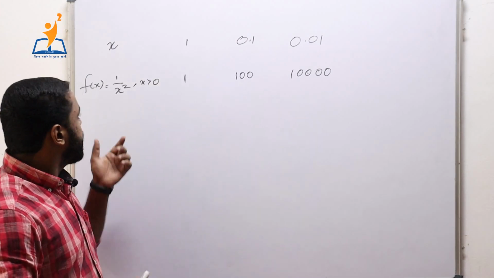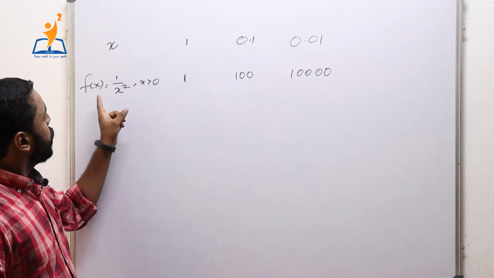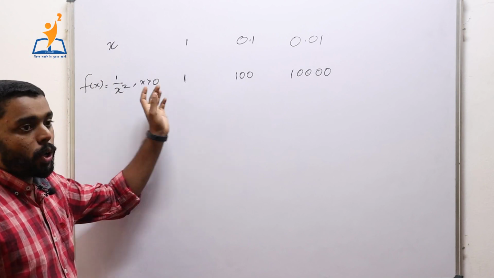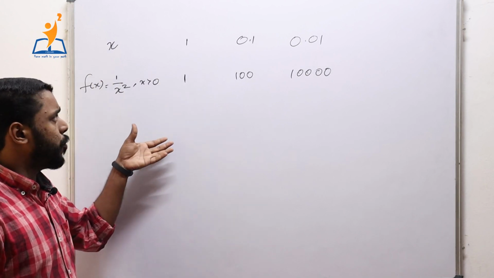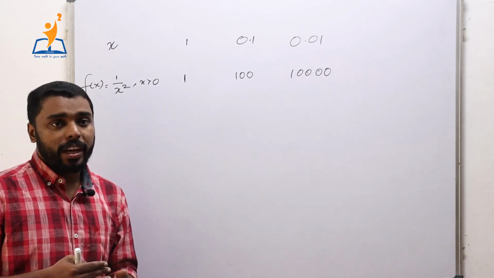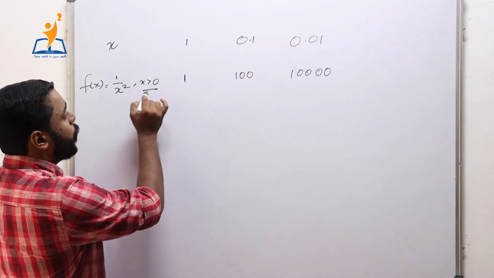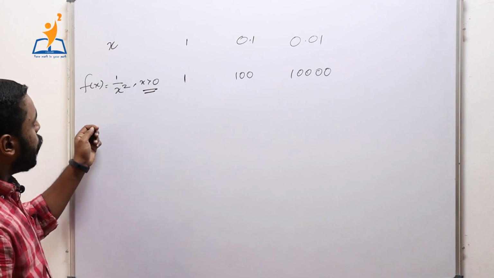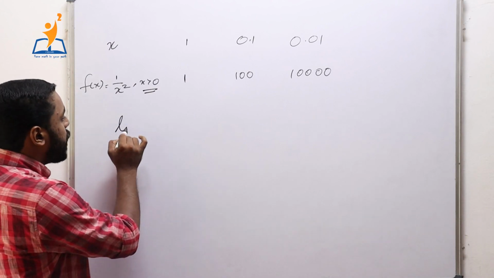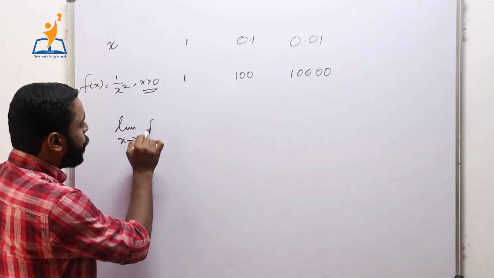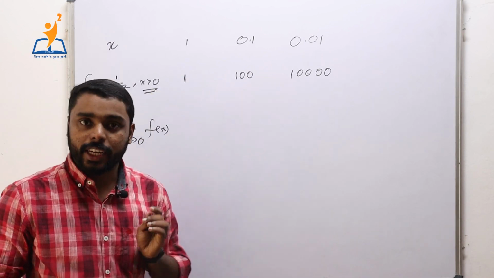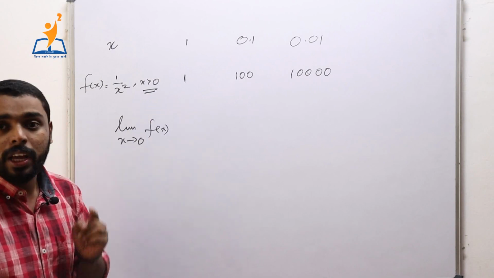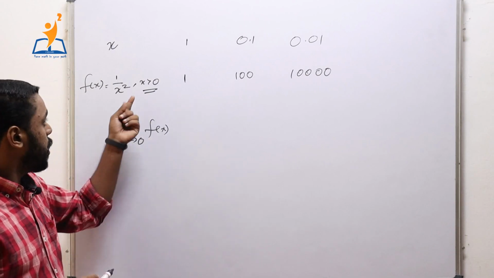Now look at this example. Here we are given f of x equal to 1 by x square, where x is greater than 0. So there is no need to consider negative values of x, because the function is defined only for positive values of x. Now we are asked to find limit x tends to 0 of f of x. So we have to approach 0 from the positive direction only, because the function is defined only for positive input values.